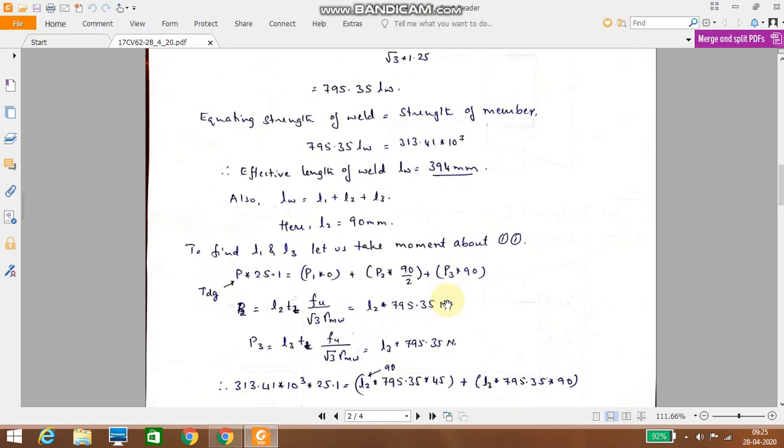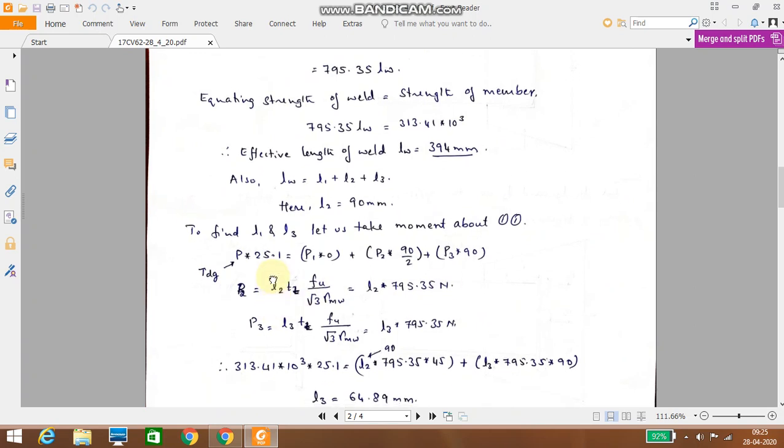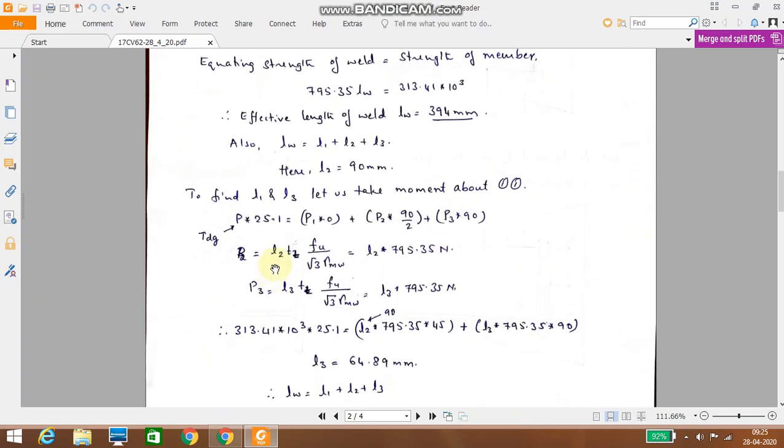P should be acting at the CG. So here, what is the value of P2 and P3? P2 equal to L2 into TT into Fu divided by root 3 into gamma mw. So the product of Fu, TT, root 3 and gamma mw is 795.31 into L2. Similarly, P3 is equal to 795.35 into L3.